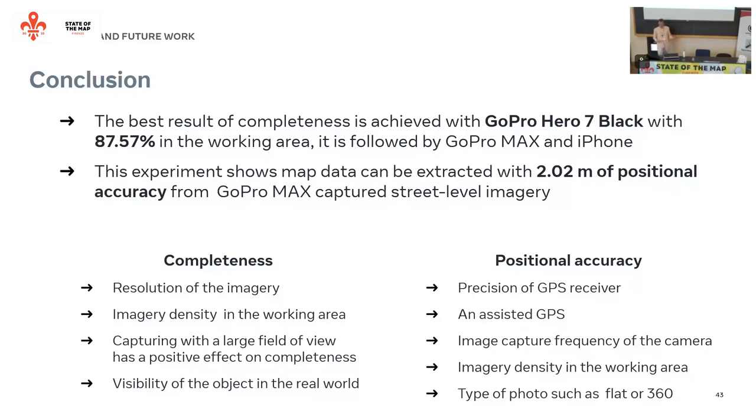When it comes to positional accuracy, the precision of the GPS receiver is one of the most important parameters for extracting map data from street level imagery, because the images come with a geotag. If you have better GPS accuracy and better telemetry, it means better data extraction. The iPhone also had GSM, which allows triangulation of its location. I noticed that the iPhone's positional accuracy is good enough because it was assisted by the telecommunication network. Density of capture is also important for achieving higher positional accuracy, and density of imagery is still an important parameter.